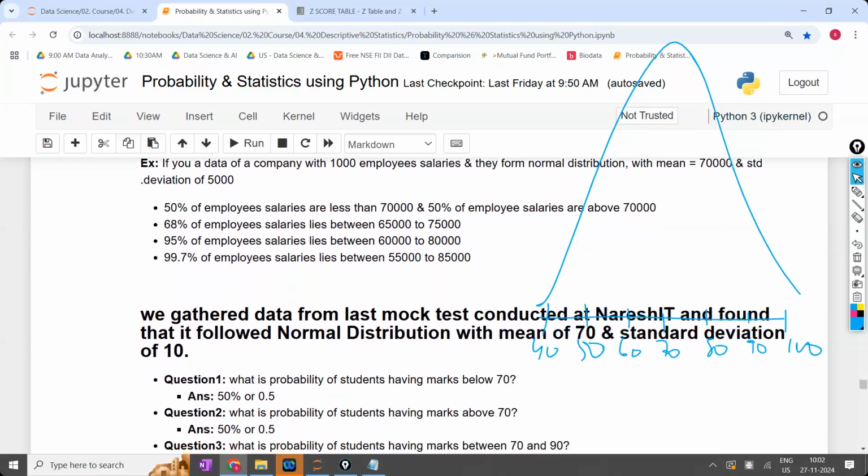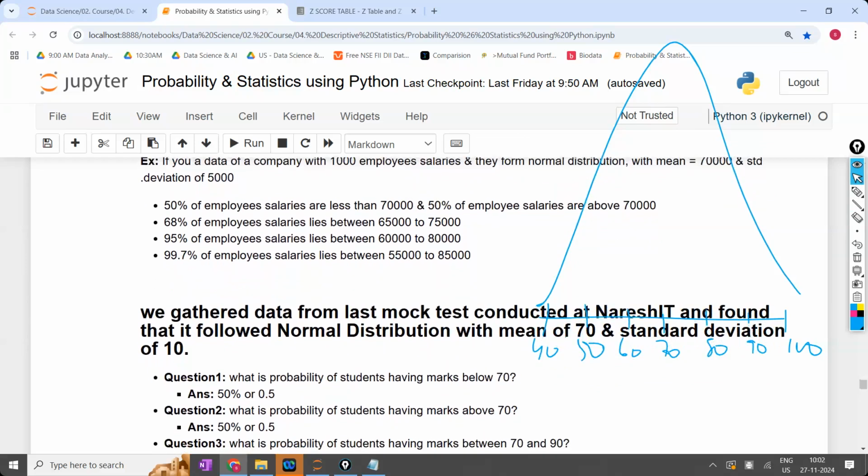Question number 3. What is the probability of students having marks between 70 and 90? From center to 90, that is mu plus 2 sigma. From 70 to 80, what is the answer? 0.34. From 80 to 90, 0.135. If you do the total, 0.34 plus 0.135, which is 0.475.